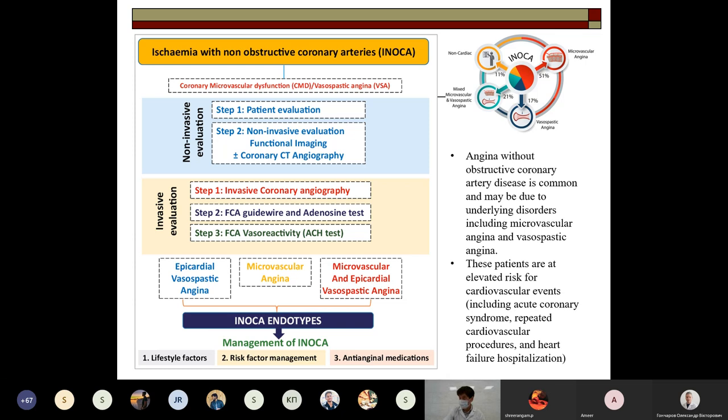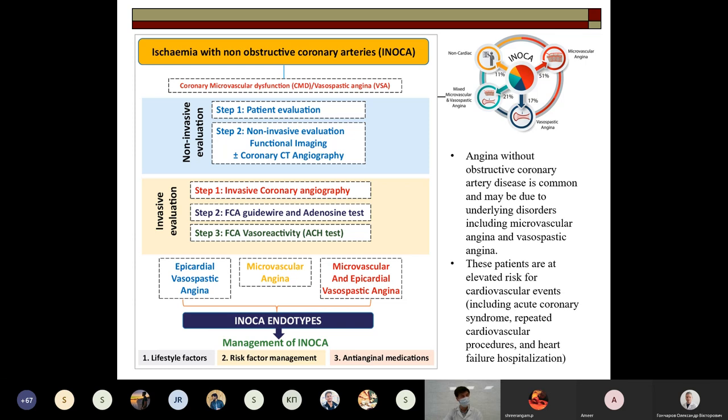Angina without obstructive coronary artery disease is common, and 70% of patients might have it. These patients are at elevated risk for cardiovascular events. Even a clear coronary angiogram, obtained by invasive manipulation, does not correspond to a lower risk, because microvascular abnormality can increase the risk also. So, for all patients suspected of INOCA, please use the specific treatment protocol.